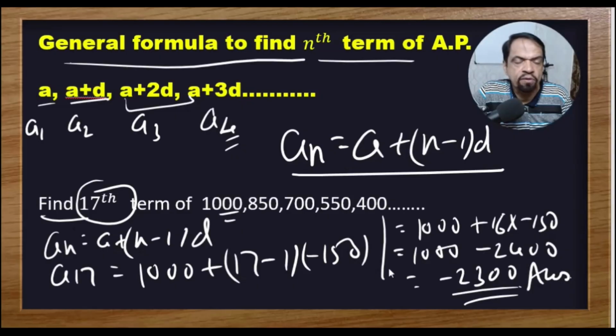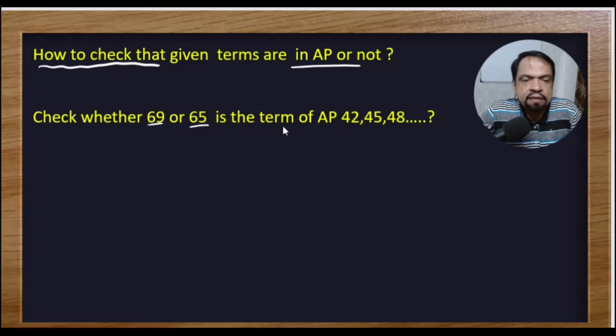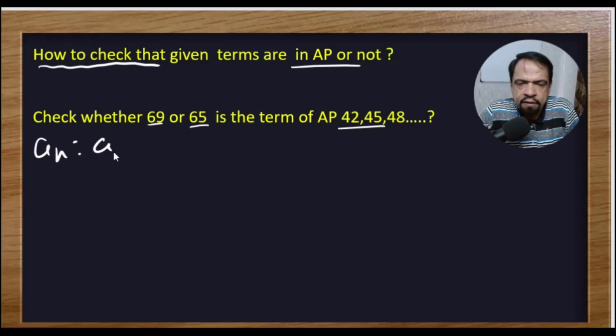So in this way you can use the general term formula, nth term: an is equal to a plus n minus 1 into d. Now students, the nth term formula is very useful to check whether given terms are in an AP or not. For example, check whether 69 or 65 is a term of this AP or not. So let us check one by one, using the formula an is equal to a plus n minus 1 into d.